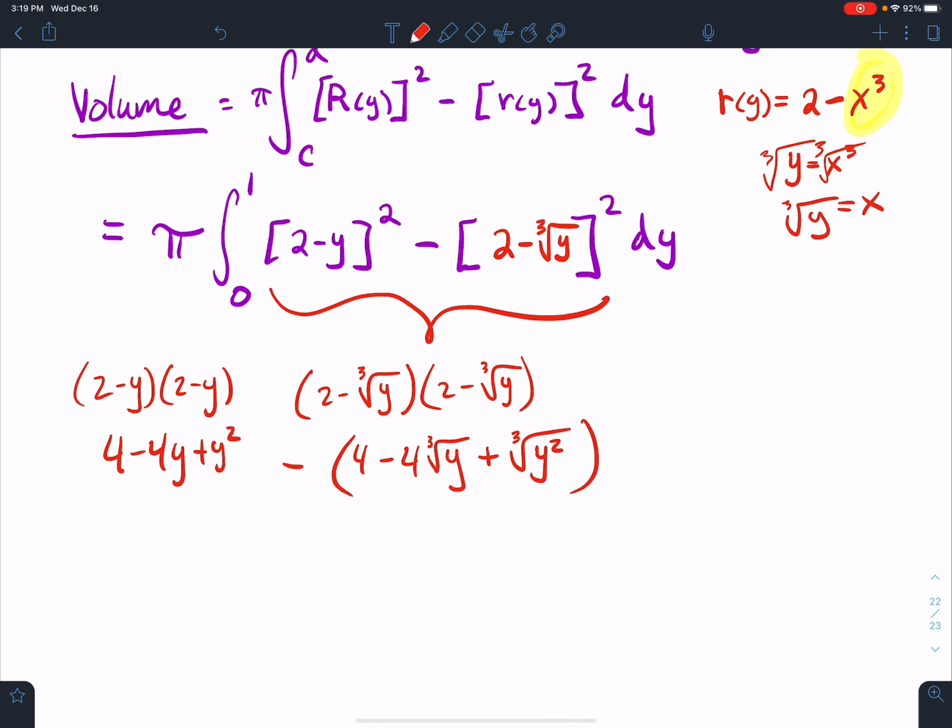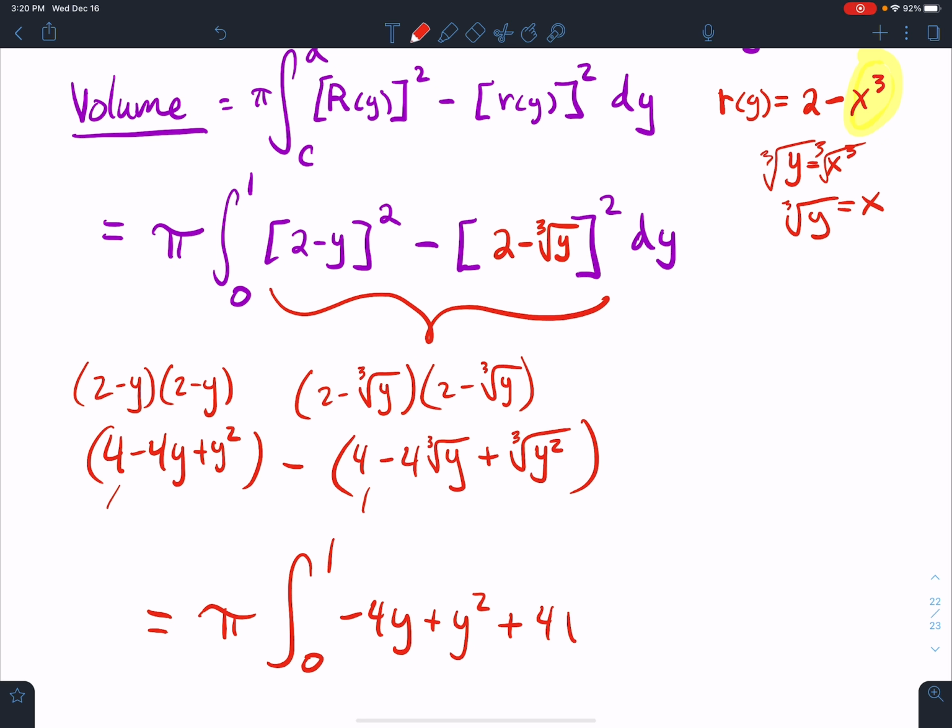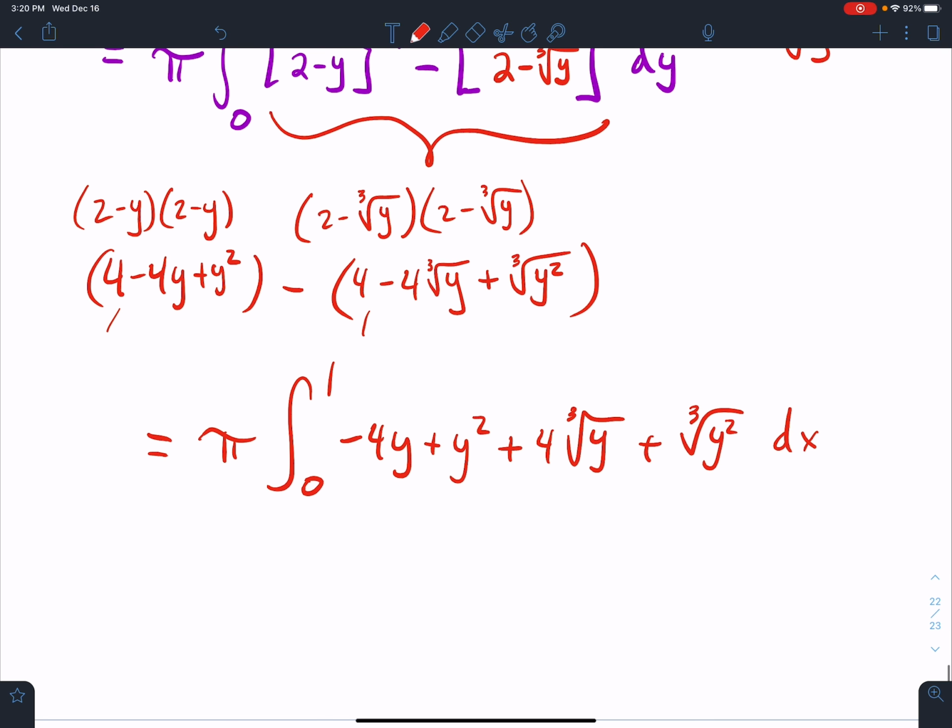So take this, do your algebra simplification. So I have pi integral 0 to 1. Looks like the 4's are going to cancel. And so I have minus 4y plus y squared plus 4 cube root of y plus cube root of y squared dy. Now what I'm going to do is rewrite this in terms of rational exponents so I can use the power rule.